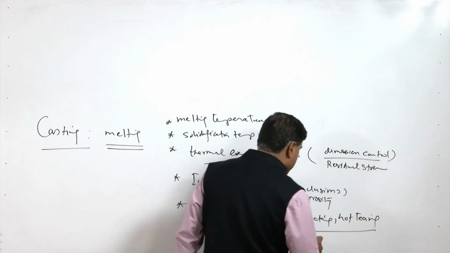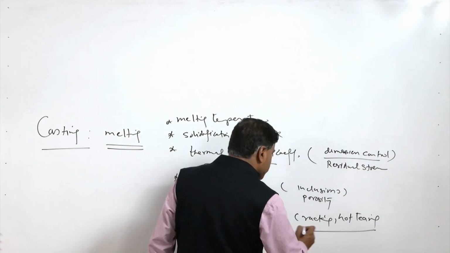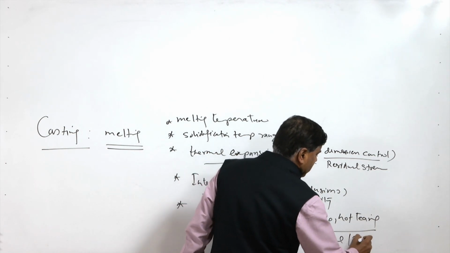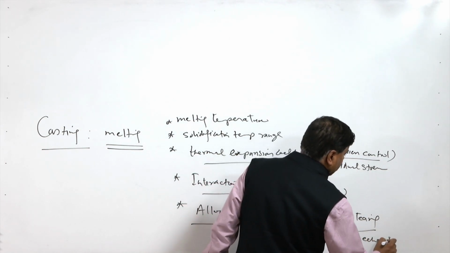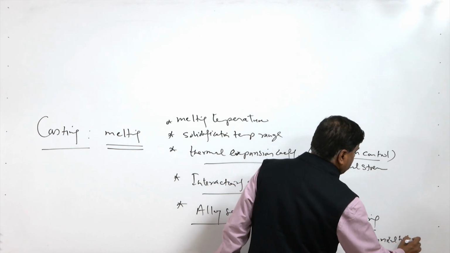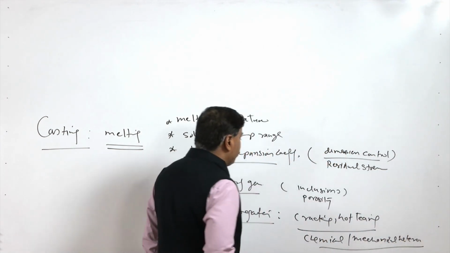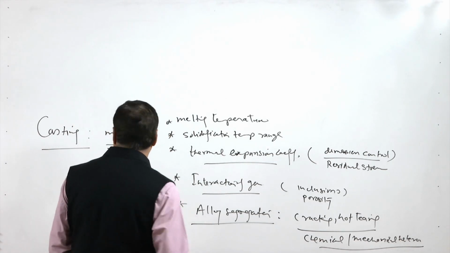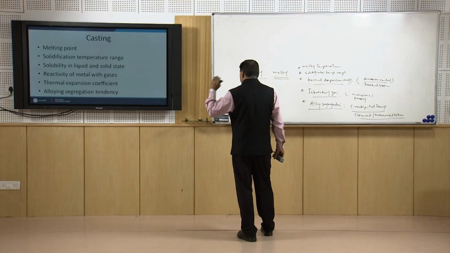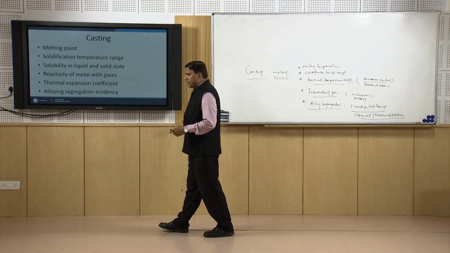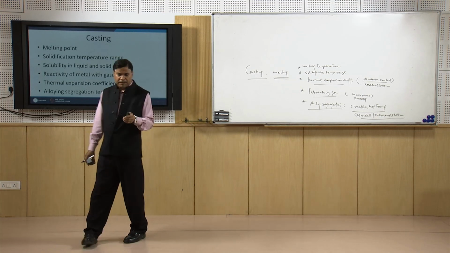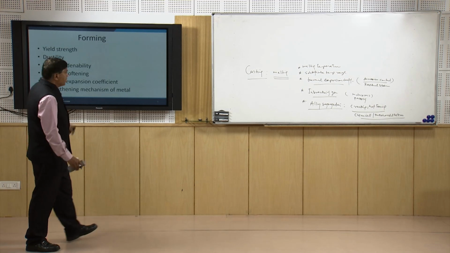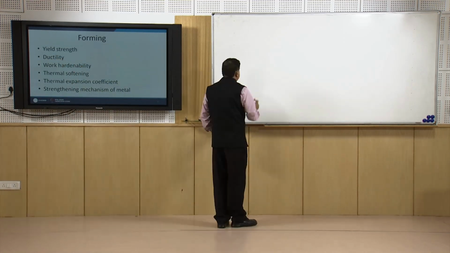tendency, as well as chemical and mechanical heterogeneity. So, this is not good if we consider the alloy segregation tendency. So, these are the properties that need to be seen for assessing the suitability of a particular material for the casting process. Coming to the forming processes.